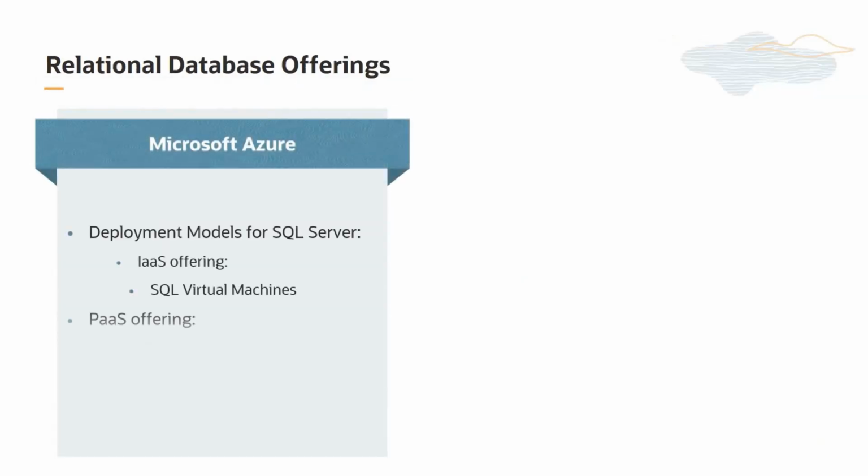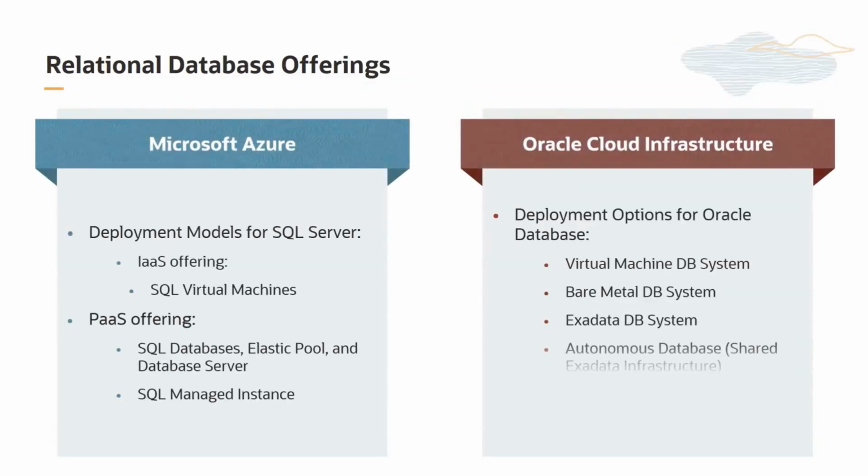Now let's have a look at the relational database offerings of both Azure and Oracle Cloud Infrastructure. The first offering is the Infrastructure as a Service offering, SQL Virtual Machines. It basically means that you are running SQL Server on an Azure VM, and the benefit is that it offers full administrative control over the SQL Server instance, and it provides both SQL Server as well as operating system access.